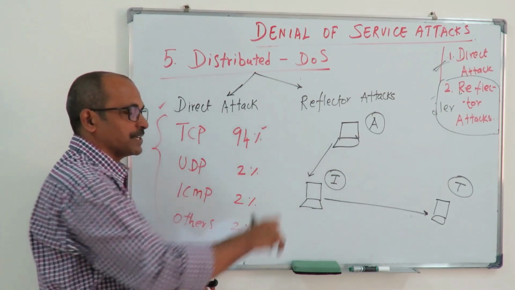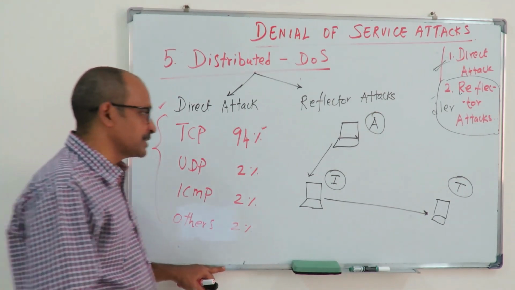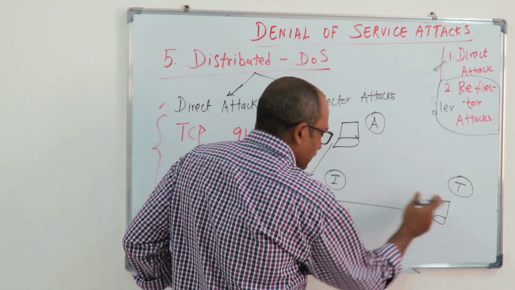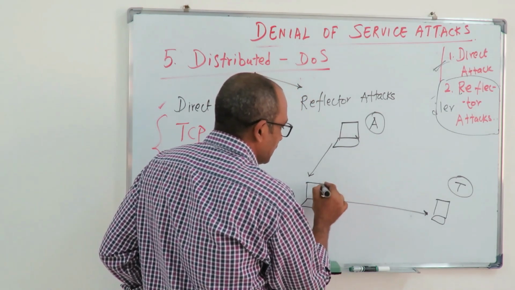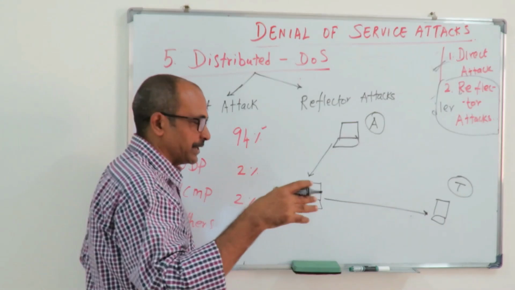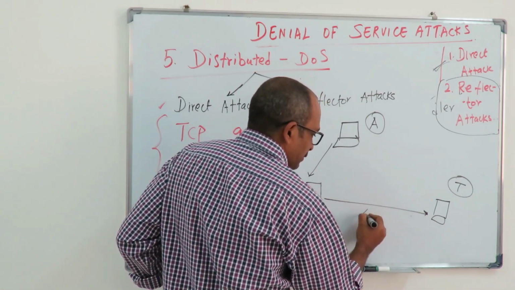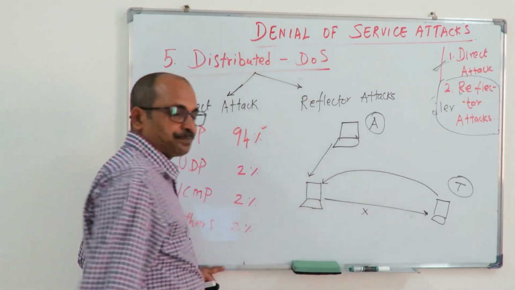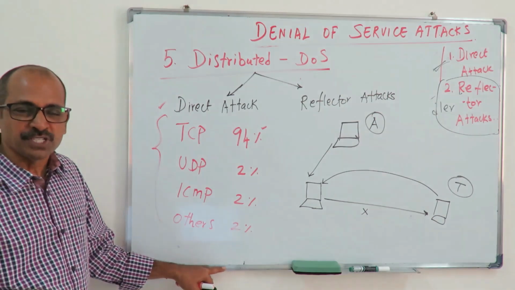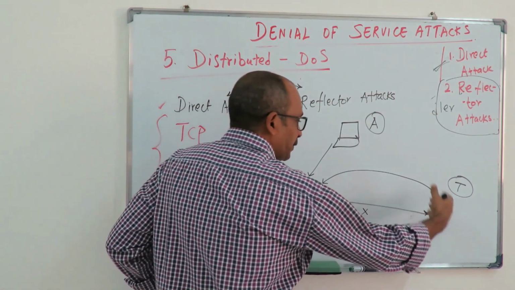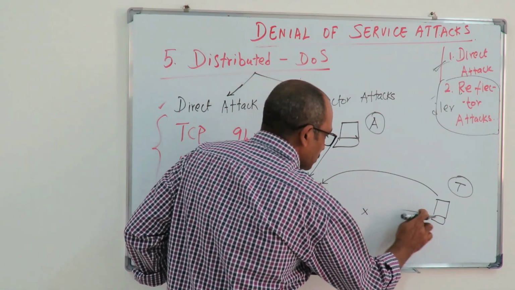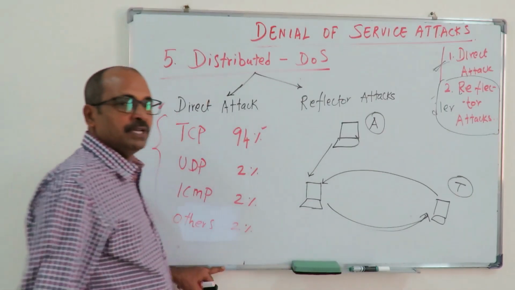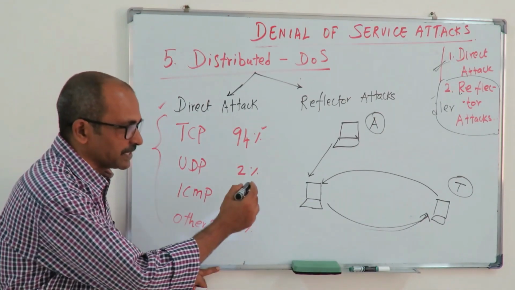But if you are going for the reflection, the reflector, what happens is that the intermediate machine sends a packet to the target. In this case, a loop is created. The intermediate machine sends a packet, and there will be a response from the target. This is called echo request, echo reply. This loop will be executed continuously, several times or n number of times. This is what we call a reflector attack.